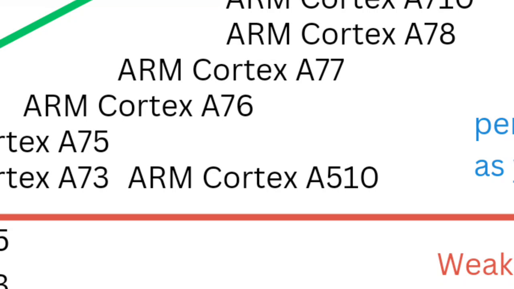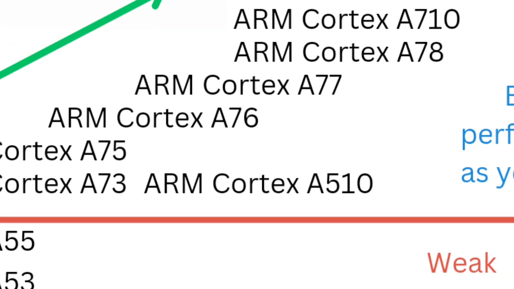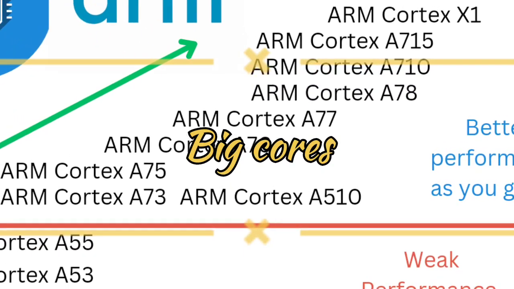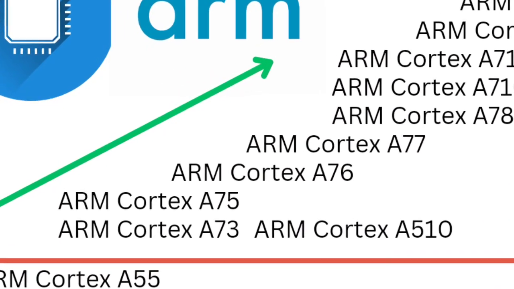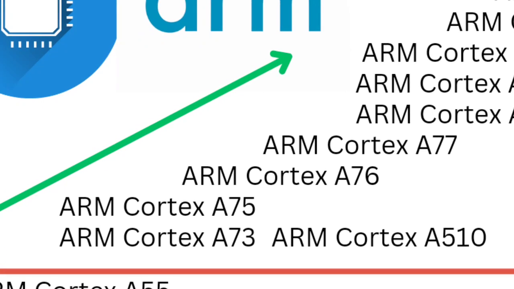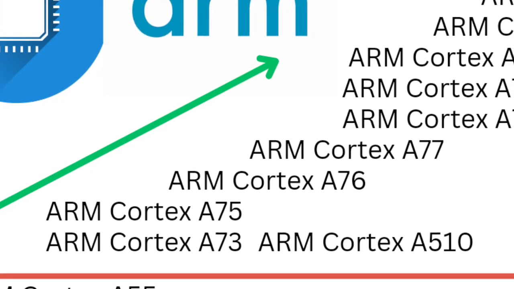The A510s are a lot more powerful than the older A53s and A55s. Then you move on from there, you now have the big cores, for example, A73. There used to be an A72, but nobody uses that anymore. So you've got A73, A75, A76, A77, and A78.